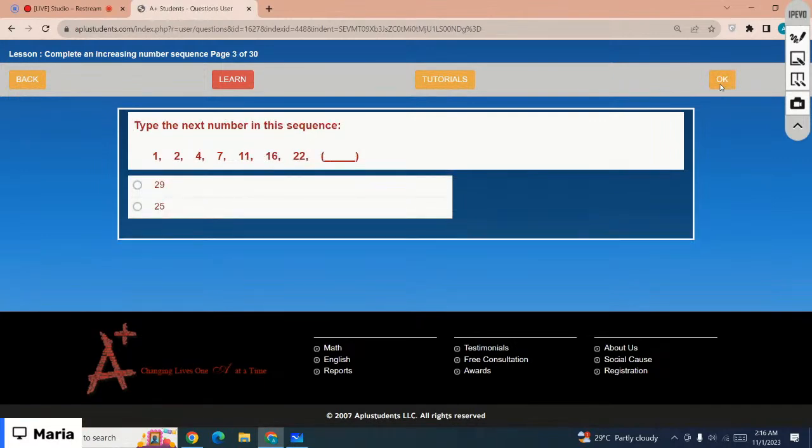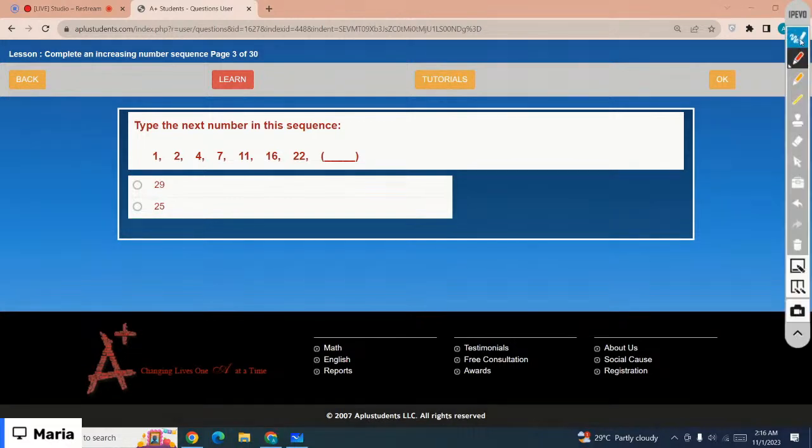Okay, type the next number in the sequence. So which is the next number? 1 plus 1 is 2. 2 plus 2 is 4. 4 plus 3 is 7. 7 plus 4 is 11. 11 plus 5 is 16. 16 plus 6 is 22. And 22 plus 7 is, which is the next number in the sequence?